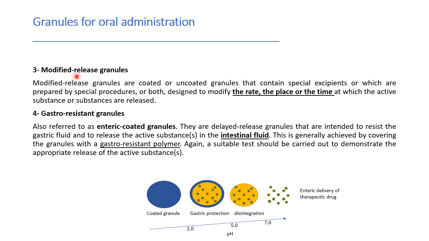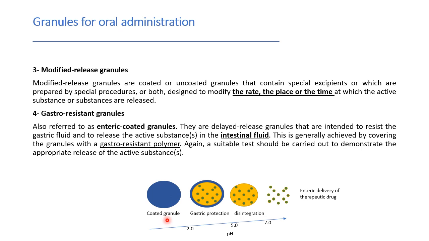The modified release granules are mainly designed to modify the rate, the place, or the time at which the active ingredients are to be released. Quite similar to the modified release granules is the gastro-resistant granules, also referred to as the enteric coated granules. These are of the delayed release type and are intended to resist the gastric fluid.